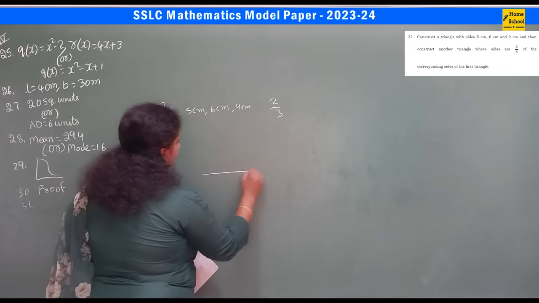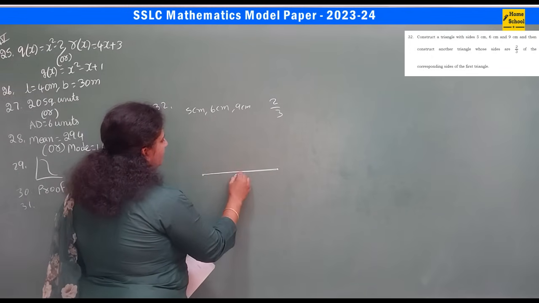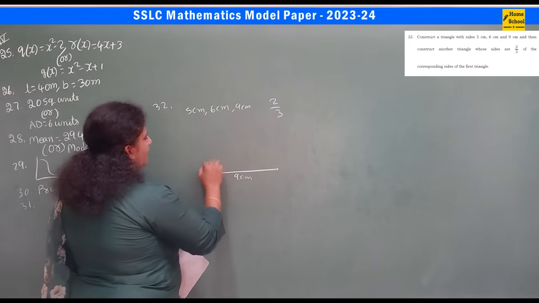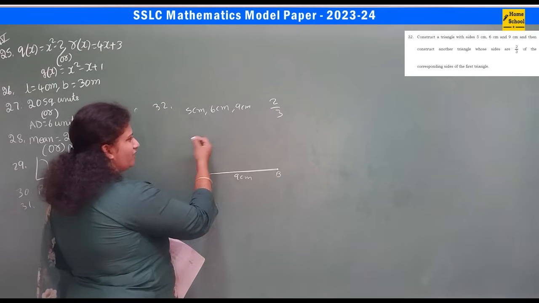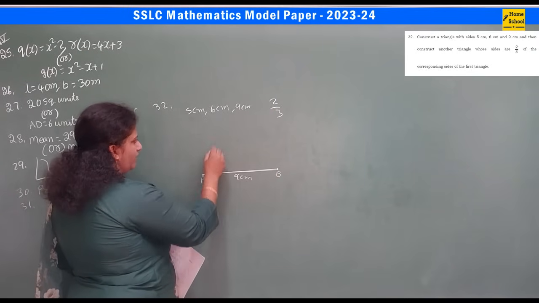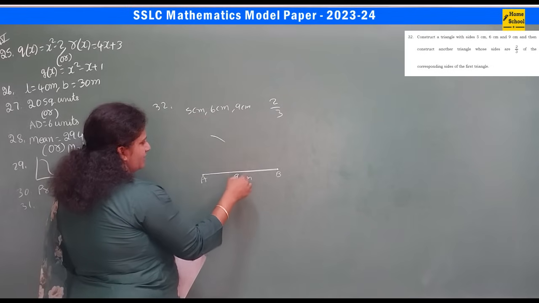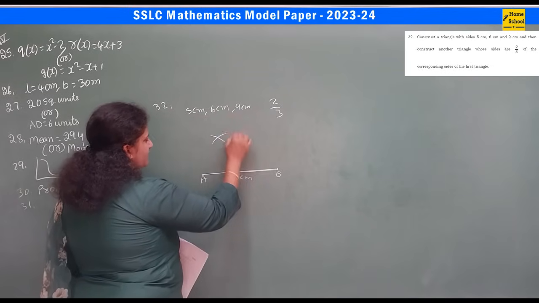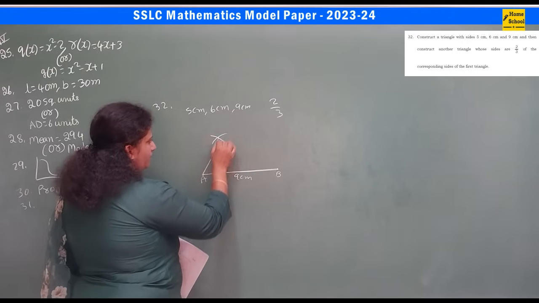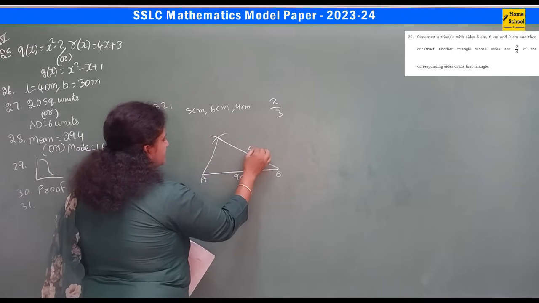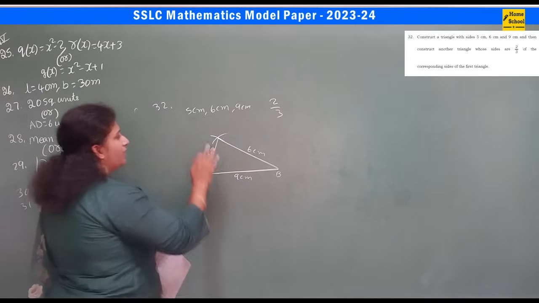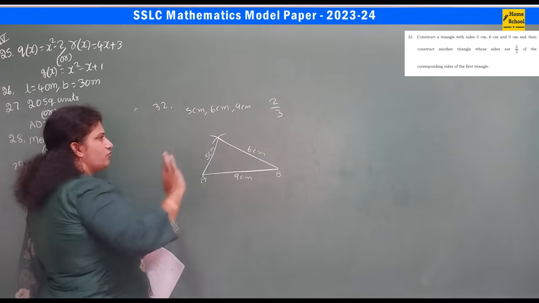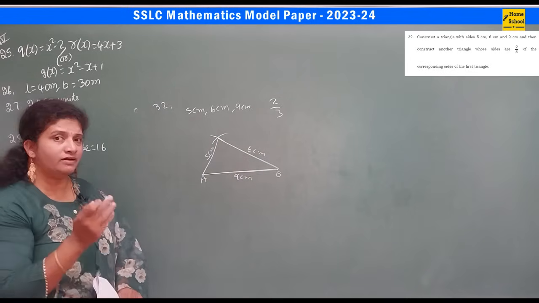Let me take a line segment of length 9 centimeters and mark it as AB. From A as a point, either 5 or 6, your wish, anything you can take. Let me take 5 centimeters, an arc. From B, 6 centimeters, an arc. Join. This is 6 centimeters and this is 5. This is just a rough construction, right? Now, in 2:3 ratio, you need to draw another triangle.